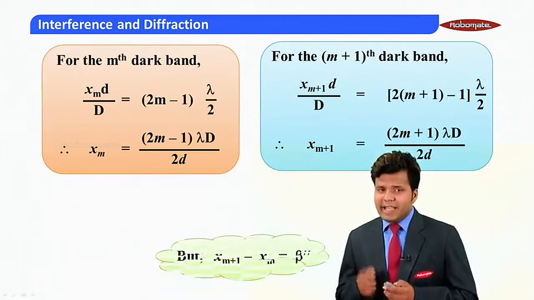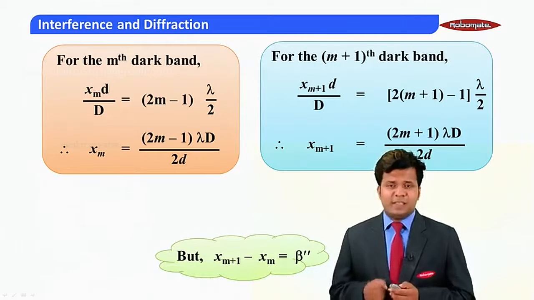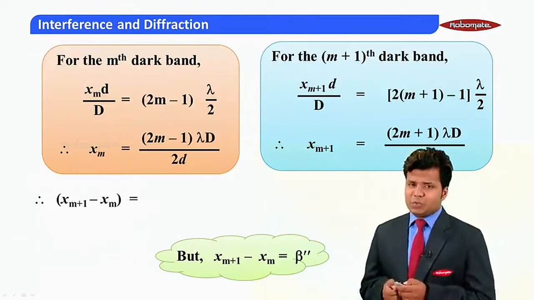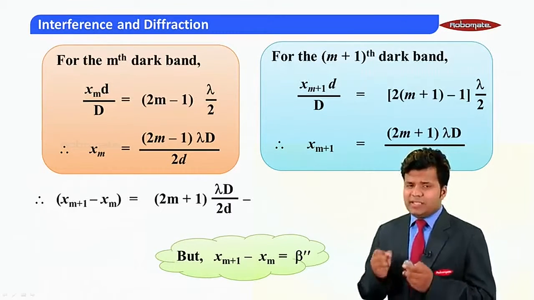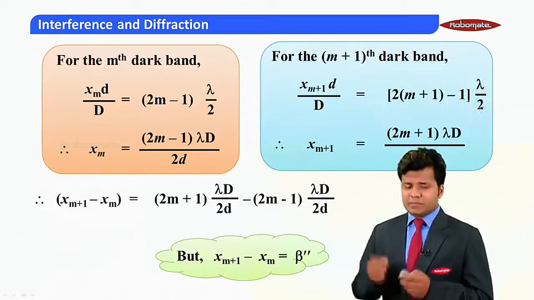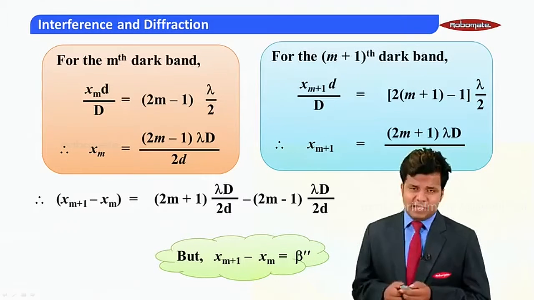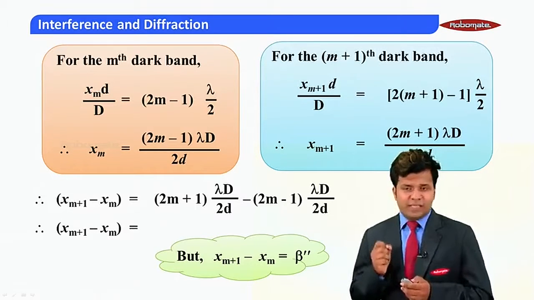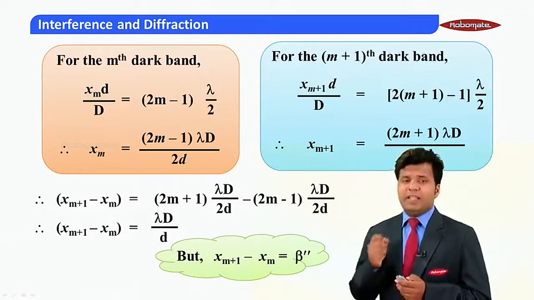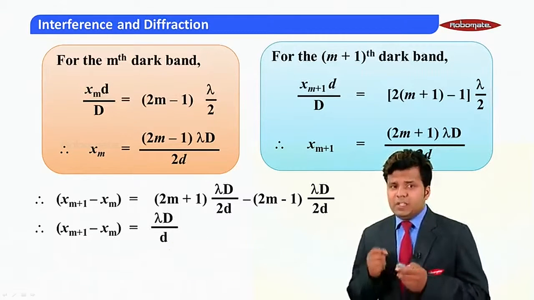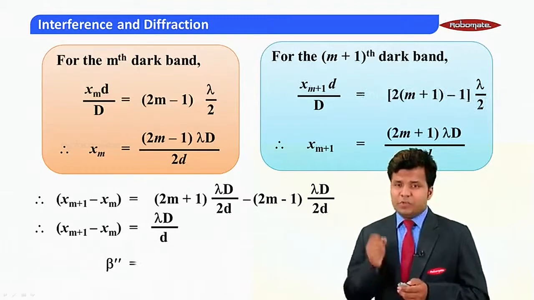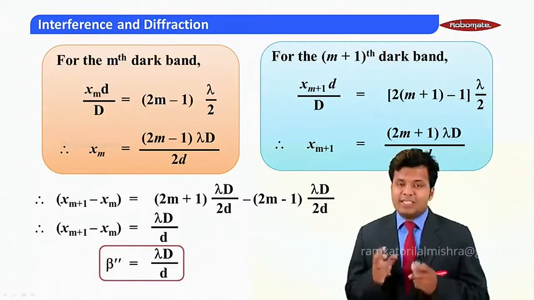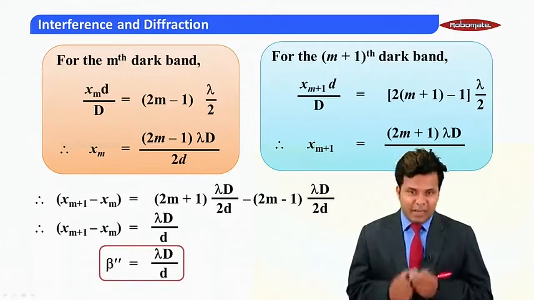We would say xm plus 1 minus xm is beta double dash. So let us subtract this. On subtracting these two, can you see, students, there is a common denominator. So the numerator would be directly subtracted. On subtracting it, we would say that xm plus 1 minus xm is nothing but equal to lambda D by d, and in turn this is going to give me beta double dash as lambda D by d. So students, this is beta double dash for the dark band.